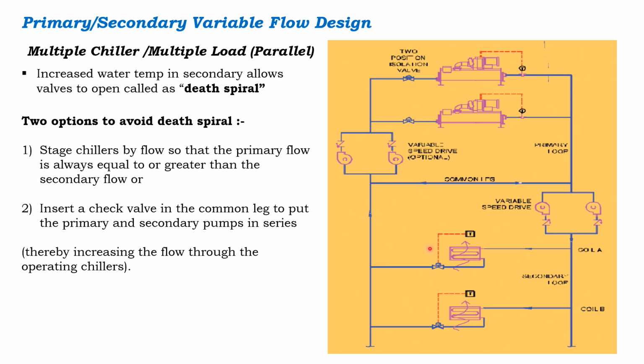The second, insert a check valve over here, a swing check valve, which is a low pressure drop check valve, which will ensure that water is not going to come from here and increase the temperature of the supply water line if the system is not balanced properly, thereby increasing the flow through the operating chillers. So the flow from the operating chiller is going to be sufficient, and here the temperature gain issue is not going to be there.